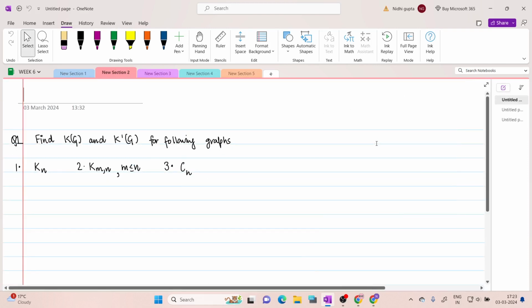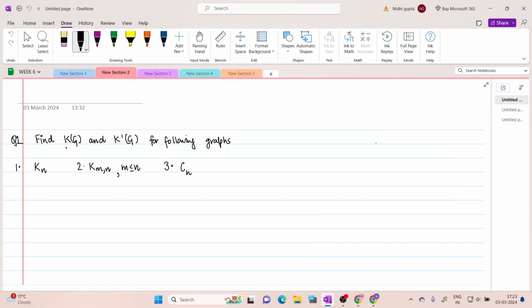So now let's first find out the vertex connectivity, which is kappa of G, and the edge connectivity, kappa dash of G, for these simple graphs. The first graph is Kn. So let's suppose it is K3 first. What do you think is the vertex connectivity for K3? First of all, it should be less than or equal to 2. It has 3 vertices. It is the minimum size of a vertex cut.